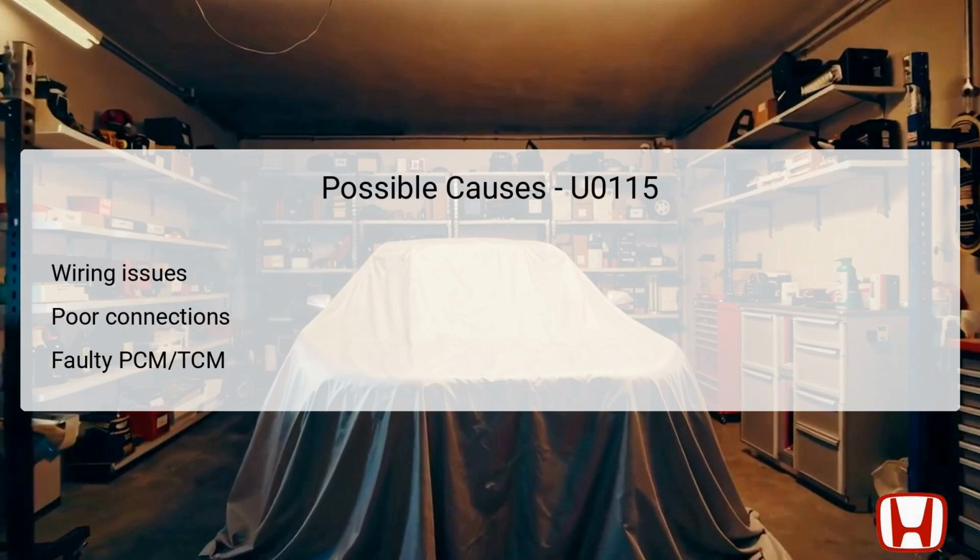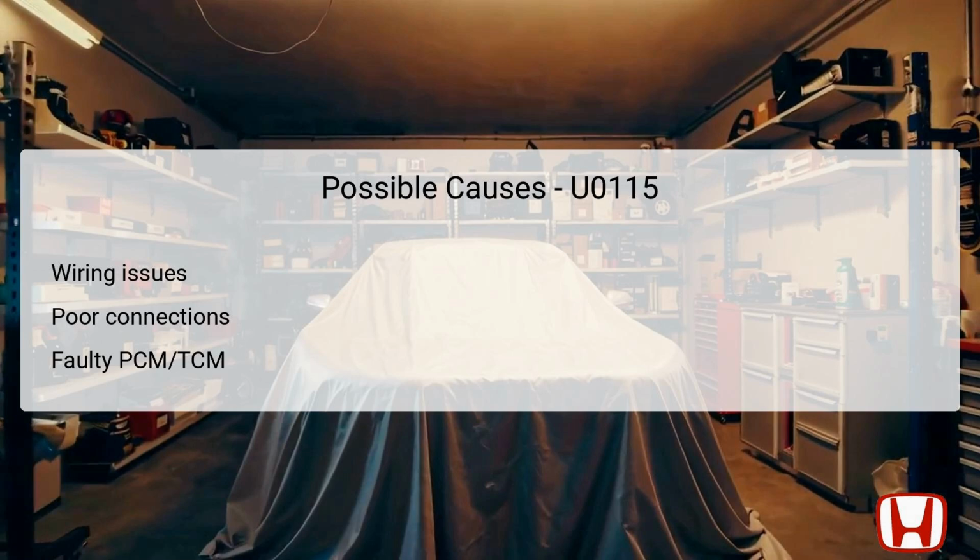The loss of communication indicated by DTC U0115 can stem from a variety of causes. Wiring issues, such as open circuits in the harness connecting the PCM and TCM, are a common culprit. Poor connections, possibly due to corrosion or loose terminals, can also disrupt the communication pathway.